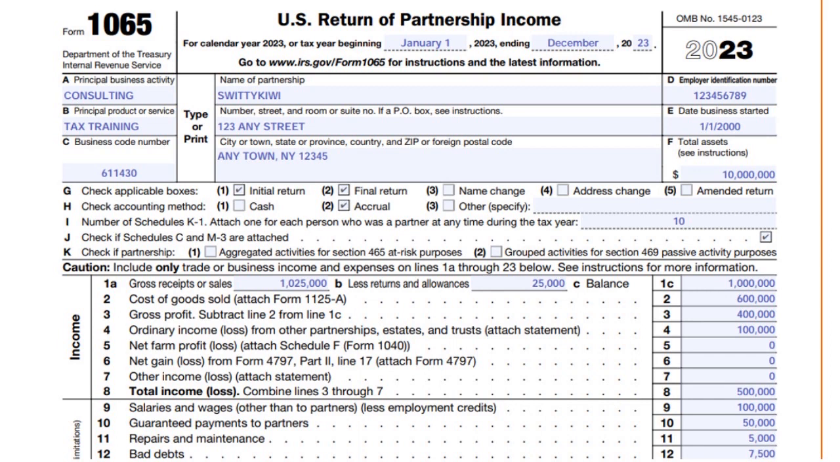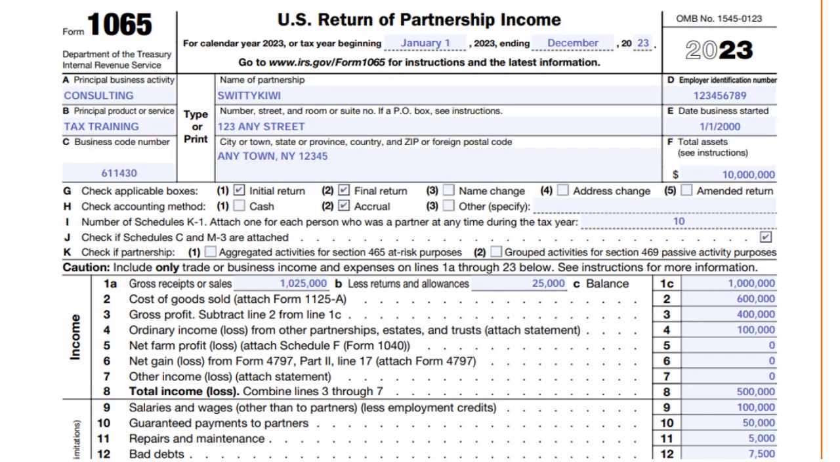We're talking about January 1st through December 31st, so we have a normal fiscal year here. And you have to put the name of the partnership, the street address, the zip code, everything, okay? And the employer identification number, the EIN, the date the business started, and also the total assets the business currently has. That's actually F.